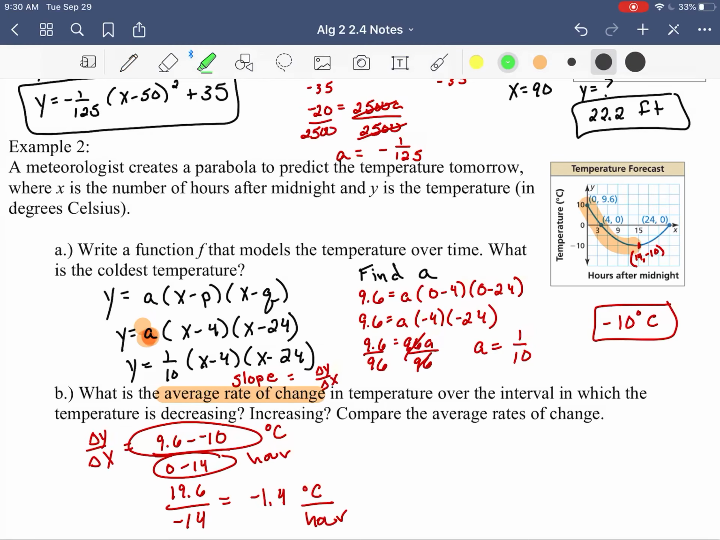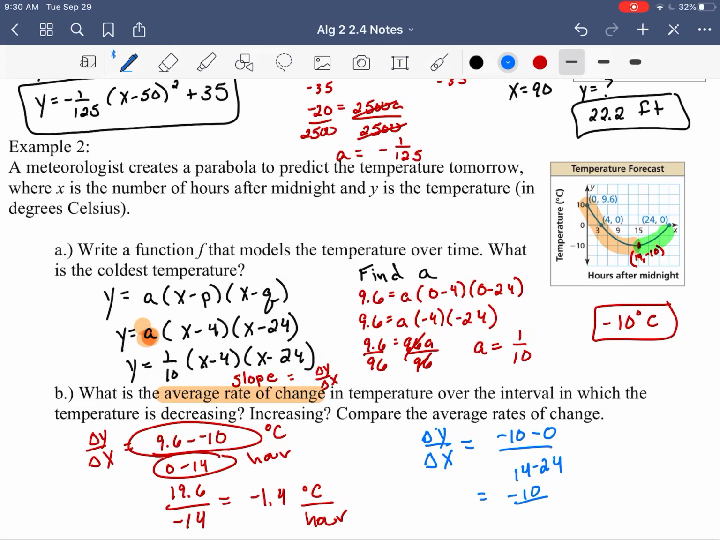So now we want to look where it's increasing, from here to there, that little bit. Again, we're going to use the same change in y over change in x for the increasing part. So we're going to subtract the y's: I'm going to take negative 10 and subtract 0. And then 14, subtract 24.